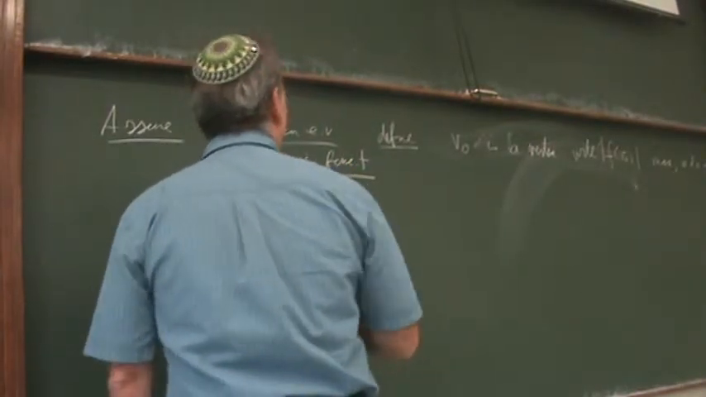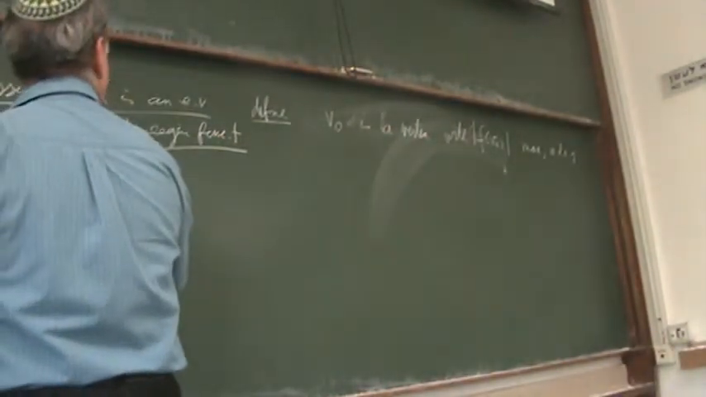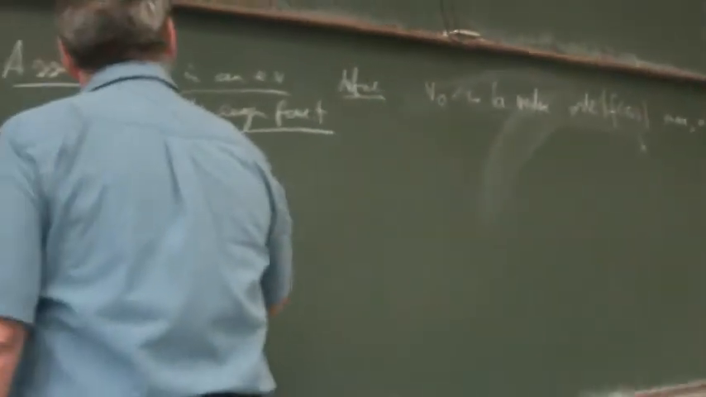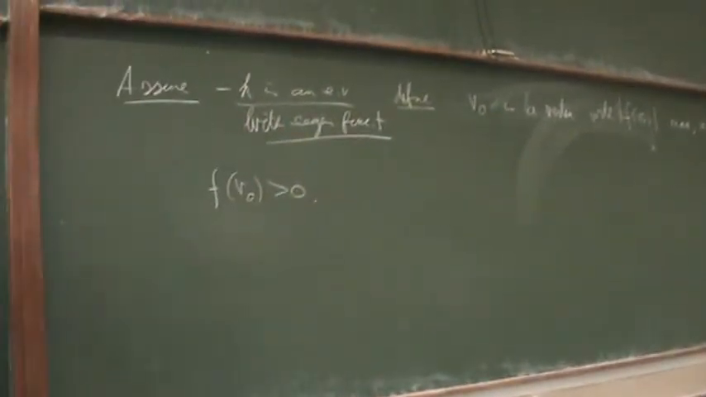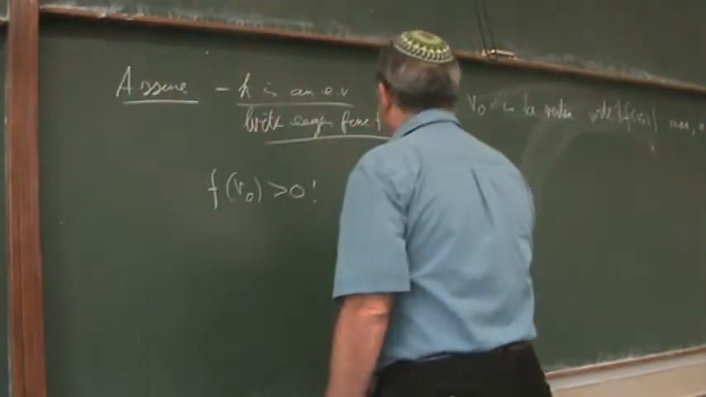Then I take a point which gets the maximal value. Without loss of generality, we can assume that f of v naught is positive, because if it were negative, I can replace it by minus f. Minus f is also an eigenfunction with the same eigenvalue, right? Because this is a subspace. And then look at the neighbors.